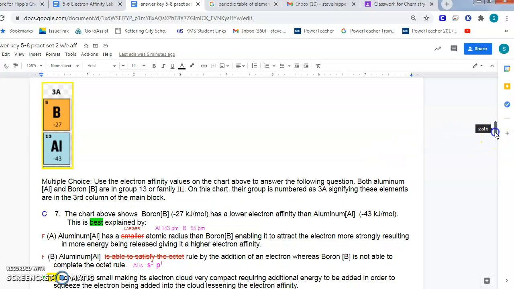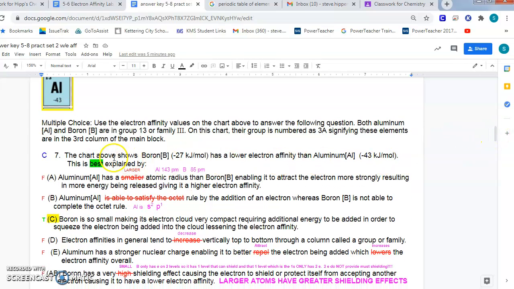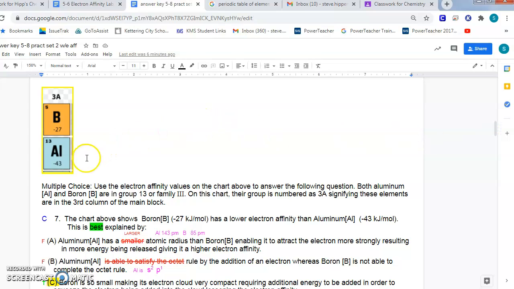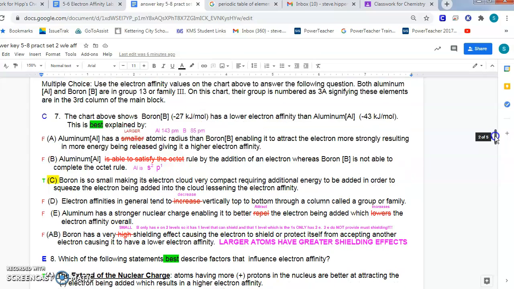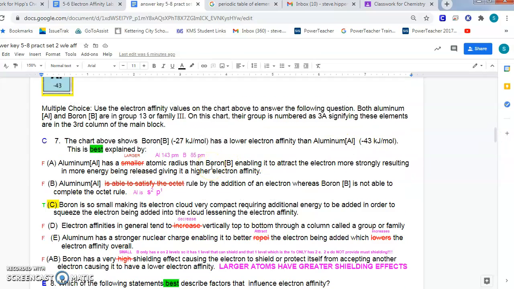And let's see what the question reads. Question 7, the chart shows boron has a lower affinity than aluminum. Why? What answer best explains it? Letter A, aluminum has a smaller radius than boron, enabling it to attract the electron. No, the size actually gets bigger. Aluminum is bigger than boron. As you go top to bottom, the atoms get bigger. So the fact is, aluminum's actually bigger. So that doesn't explain it.